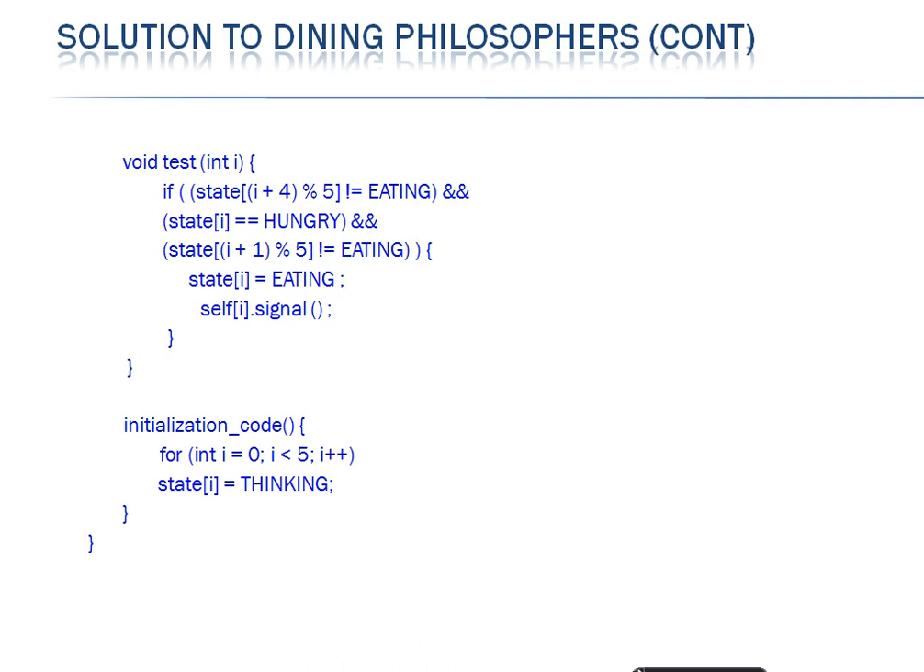But if the neighbors are hungry too, they will be using the chopstick, so the chopstick is not available to this philosopher who is hungry right now. So it is essential to check the state of both of its neighbors. Here we perform checking the state of the neighbors again, and then we have an initialization code. I hope you got this idea.